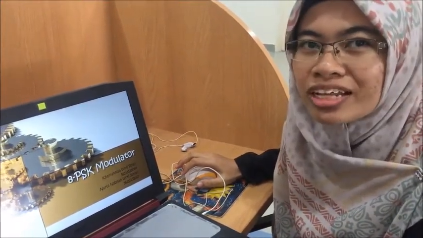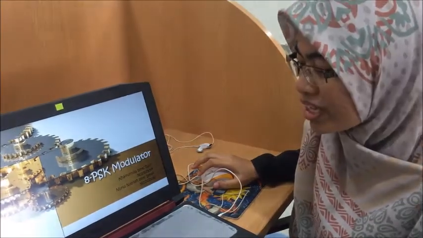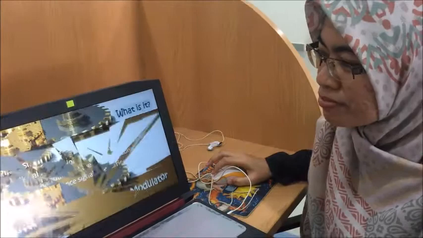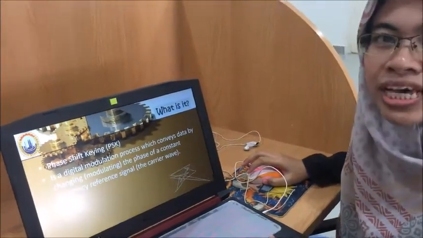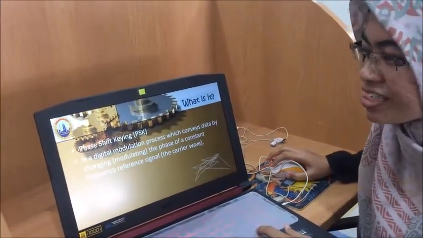Today I want to present about 8 PSK modulator. My name is Nisa binti Rosli. What is meant by PSK? PSK is phase shift keying.